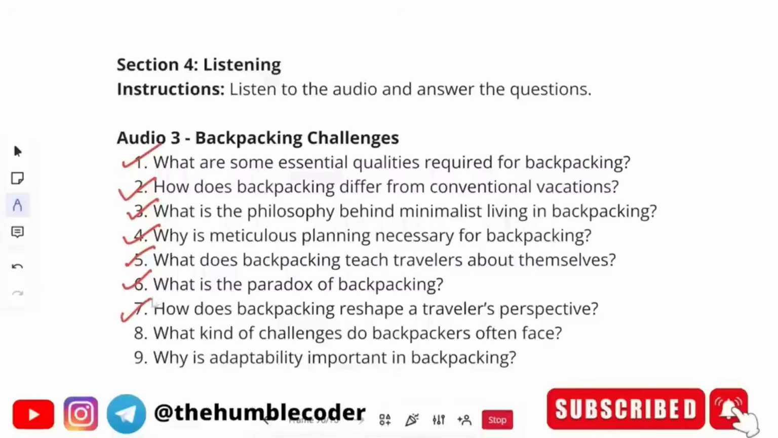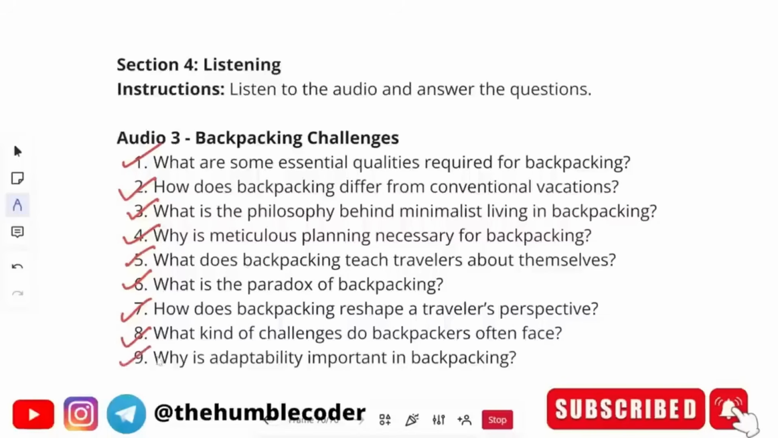Moving on to the next question, how does backpacking reshape a traveler's perspective? The correct answer will be backpacking reshapes a traveler's perspective by making them more adaptable and appreciative of simplicity. Moving on to the next question, what kind of challenges do backpackers often face? The correct answer will be backpackers often face challenges like harsh weather, navigation issues, and limited resources.